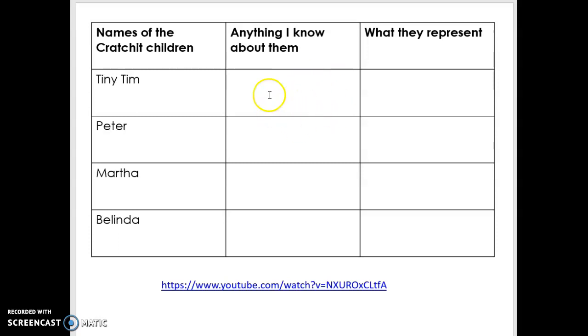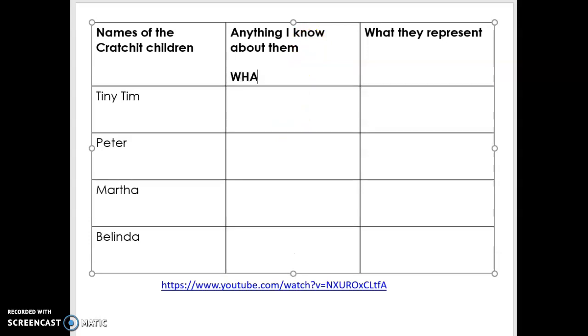So you're thinking, for example, with Tiny Tim, that he is physically disabled, isn't he? He's crippled, and he is going to die unless Scrooge changes. But why? Why has Dickens chosen to have this disabled child who's doomed to die in the novel? So really, this is your what. If we change the heading a bit, we change this to what do you know? And then this one is really why. Why has Dickens bothered to include this character, and why has he chosen to present them in the way they are?